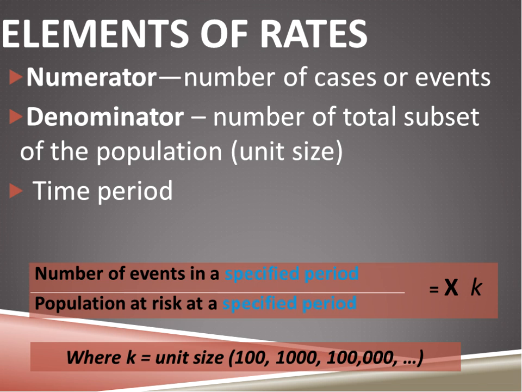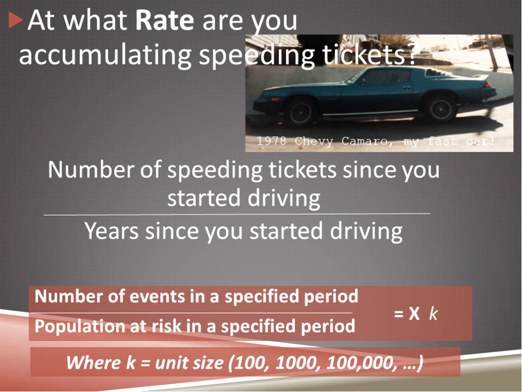And so we start to add that variable k on the end of it so that our numbers are more reasonable to work with. And it also allows us to do a comparison. So at what rate are you accumulating speeding tickets? So this would be the number of speeding tickets since you started driving and the years since you started driving. So do some math, see what you came up with.